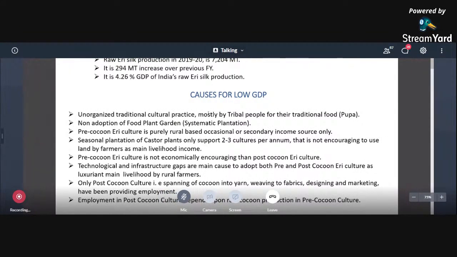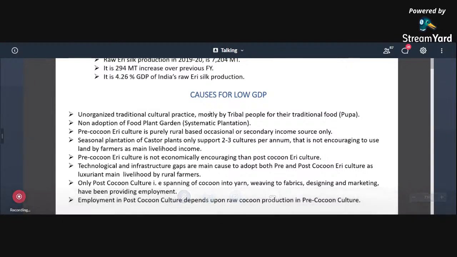On the other hand, pre-cocoon agriculture is not economically encouraging compared to post-cocoon agriculture, and moreover, technological and infrastructure gaps make it hard for rural farmers to adopt both pre- and post-cocoon agriculture as a main livelihood. To be a luxuriant livelihood, both pre- and post-cocoon agriculture should be adopted by a farm family. Then only agriculture will be able to provide their livelihood. Only post-cocoon culture, that is spinning of cocoon into yarn, weaving of fabrics, designing and marketing, has been providing employment. That too depends on the raw silkworm cocoon production in pre-cocoon cultures.